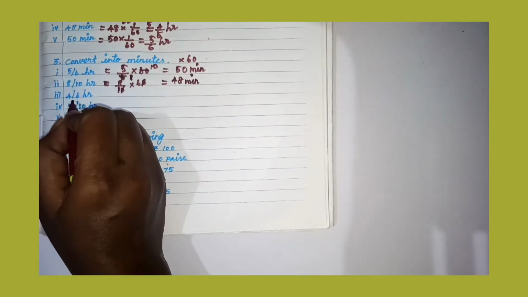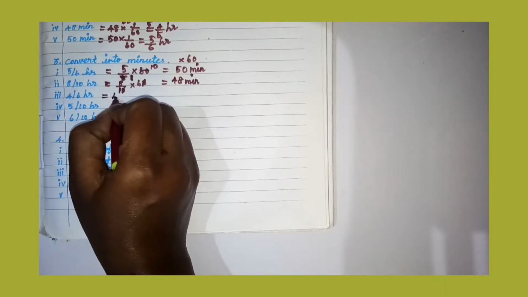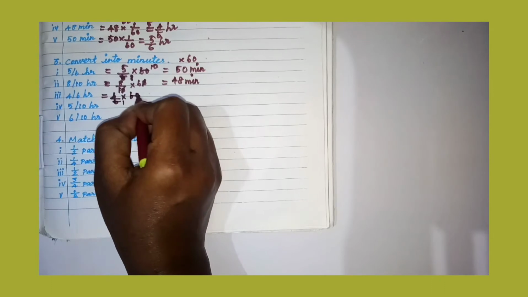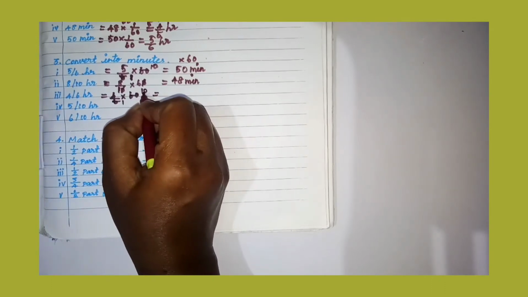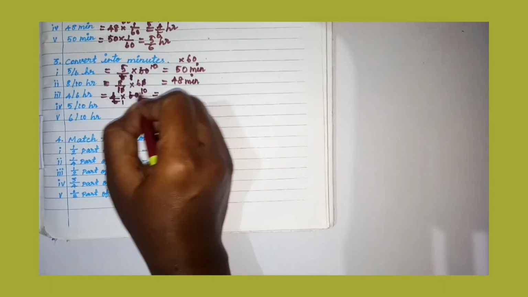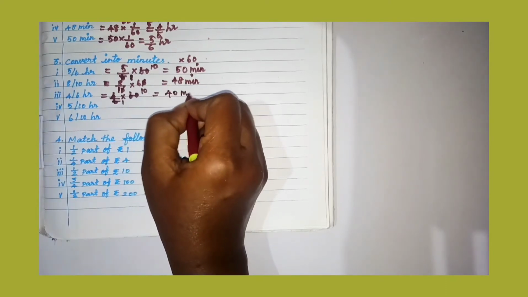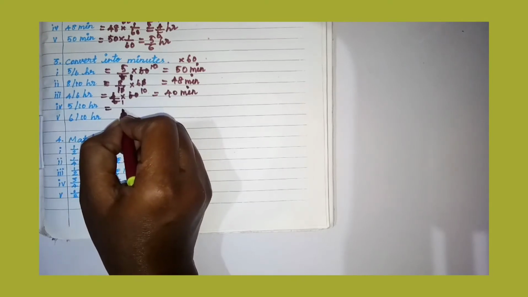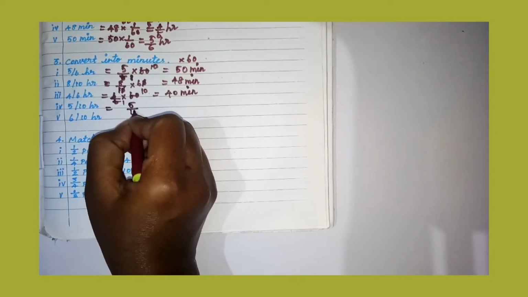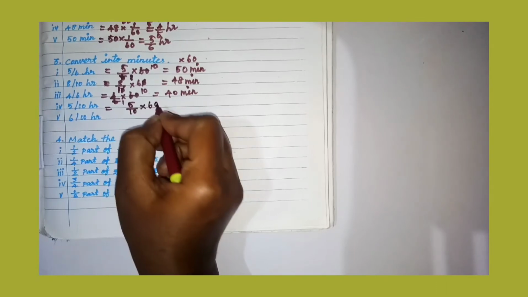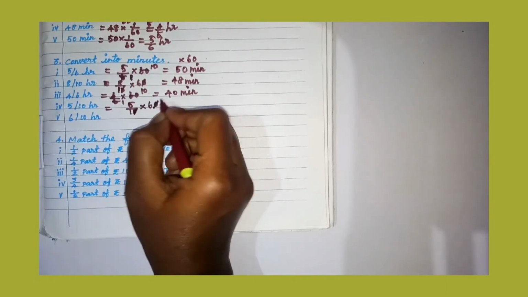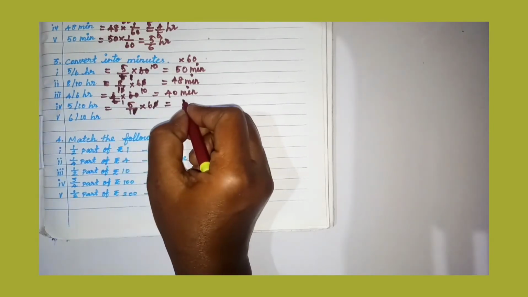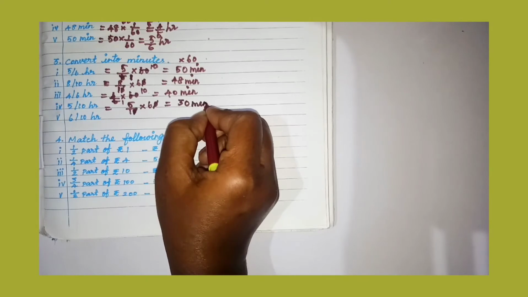Third one, 4 by 6 hour. So we write 4 by 6 into 60. So 1 6 is 6, 10 6s are 60. So 10 into 4, 10 4s are 40 minutes. Next one, 5 by 10 hour. So 5 by 10 hour, how do we write? 5 divided by 10, the given value, into 60. So 10 we have to cancel, 6 5s are 30. So 30 minutes is the answer.